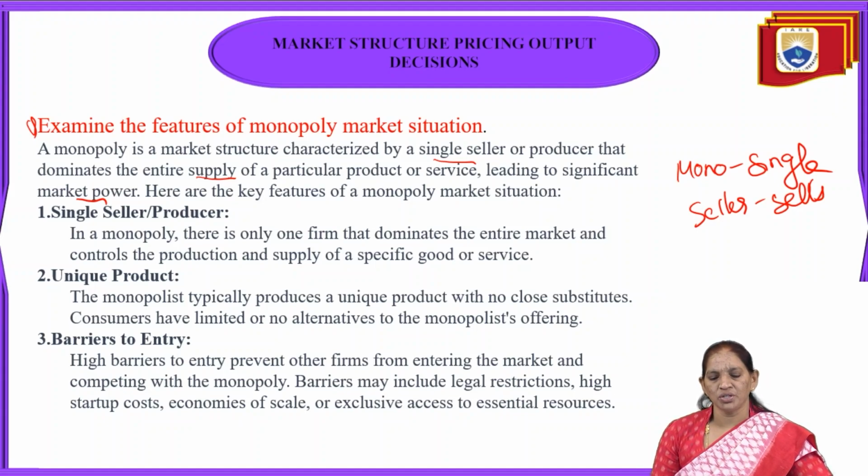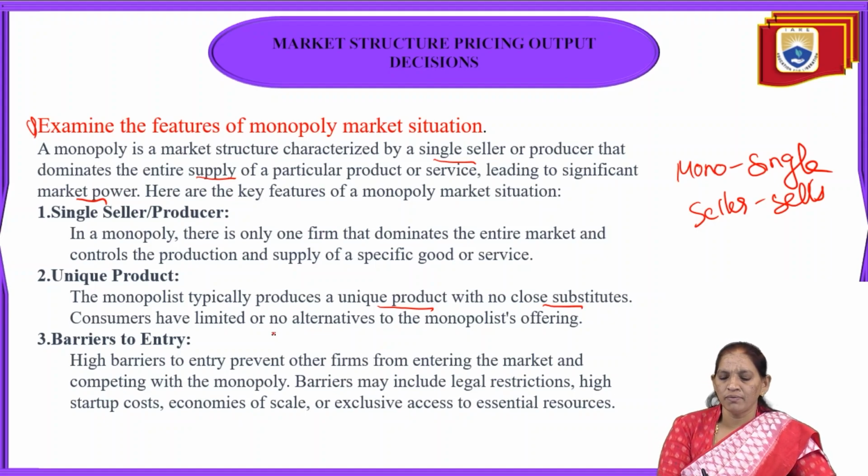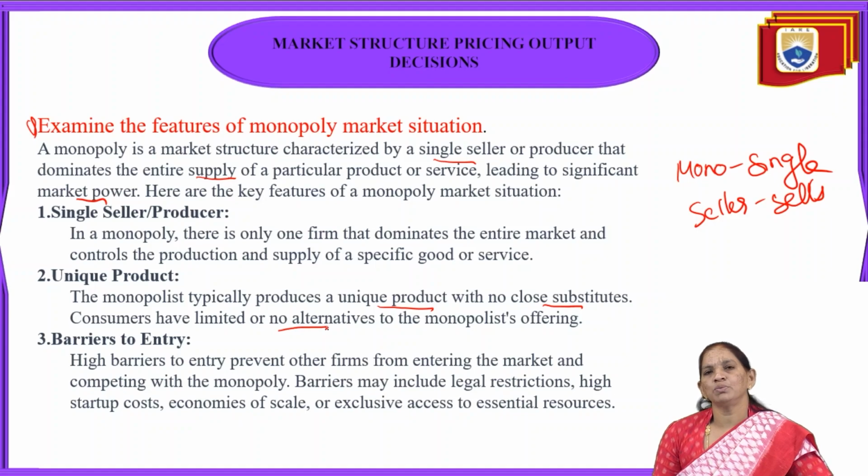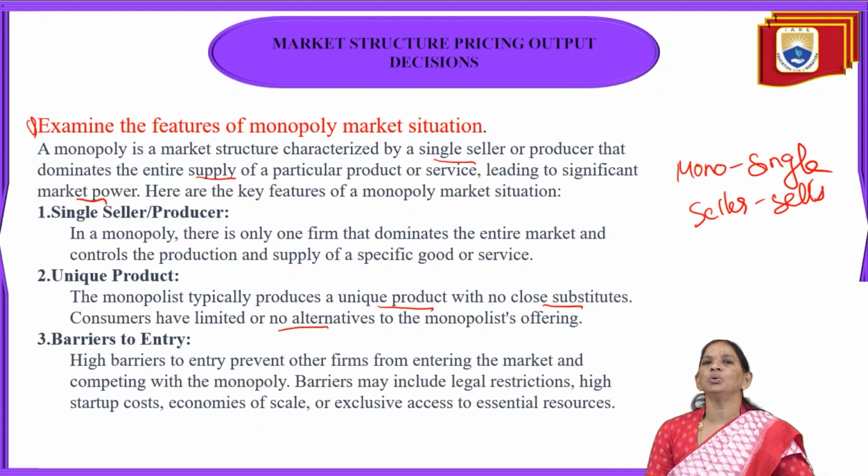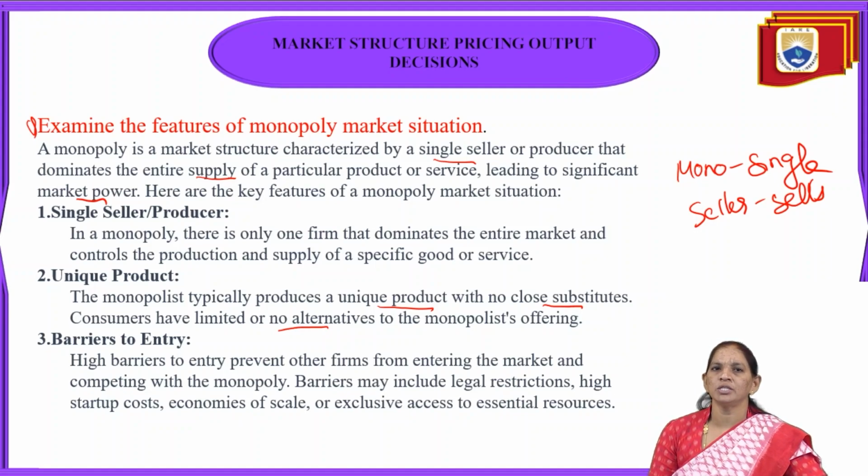The next feature is the uniqueness of the product. Typically in monopoly there is only a single seller producing the product, meaning the product itself is unique, a differentiated product which doesn't have any close substitutes, where consumers are limited to no alternatives. Only one product is there and no other alternatives are offered in the market. So people who require certain goods have to purchase that only one good. That's why product uniqueness is one of the important features of monopoly.